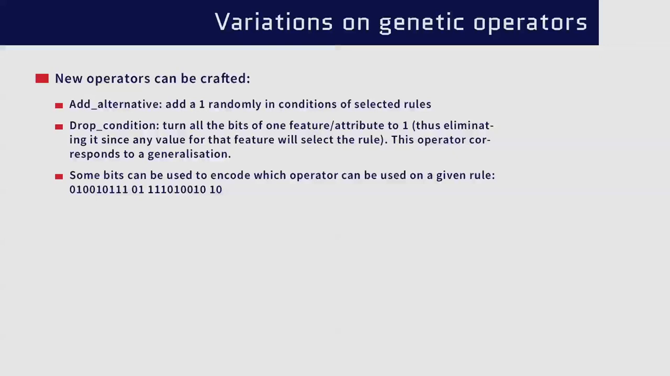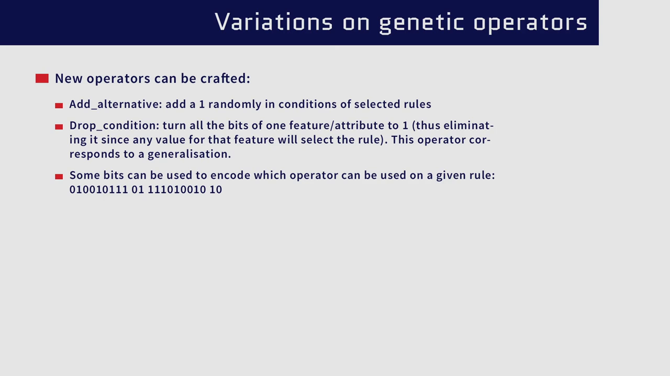This added flexibility regarding the size and therefore the complexity of the genome allows for the solution to match the complexity of the domain at hand without knowing it in advance. Among other variations on genetic operators, there are new operators that have been proposed. For example, an operator for this specific encoding of rules would be to add an alternative by randomly adding a 1 in the condition of a particular rule.